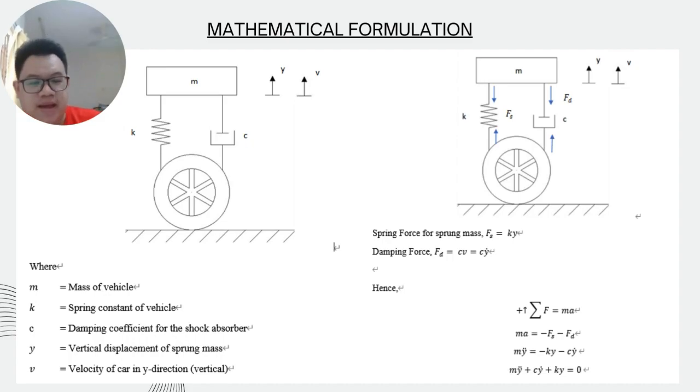Next we come to the right part, where we put all the forces together. For the force part, we have two forces. The first one is the spring force, Fs, and the other is the damping force, Fd, which is equal to Cv, that is, Cy dot. The spring force Fs is equal to Ky. Putting all the forces together, since F equals Ma, it becomes negative Fs minus Fd, since we let upward be positive. Rearranging, it becomes M y double dot plus C y dot plus K y equals 0.